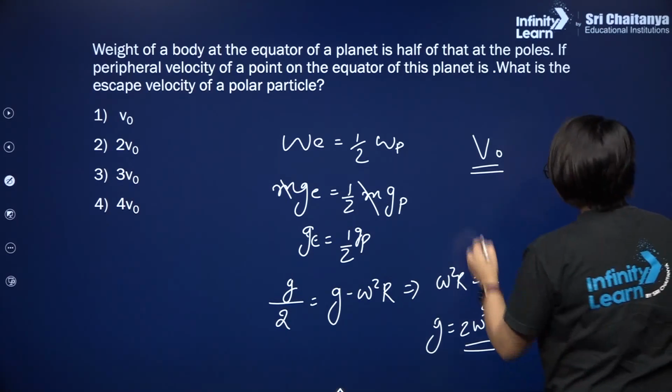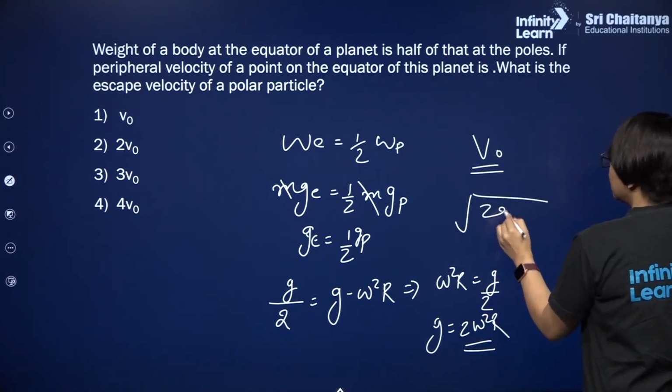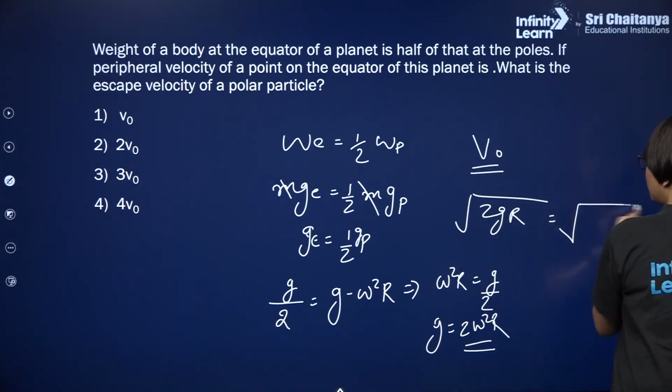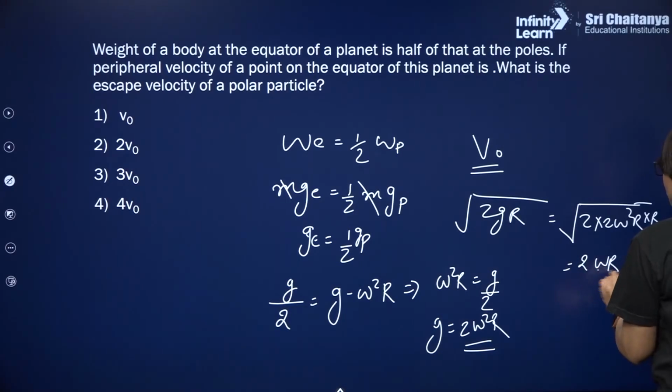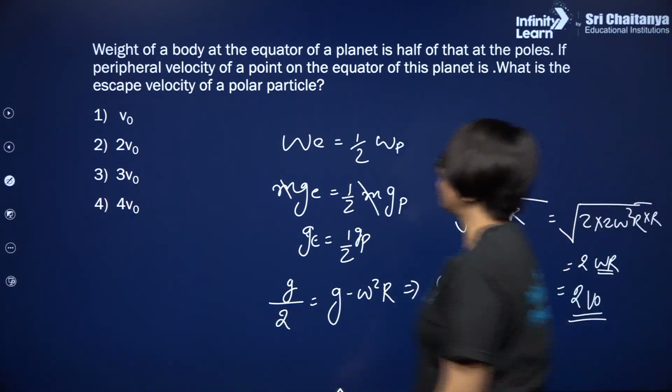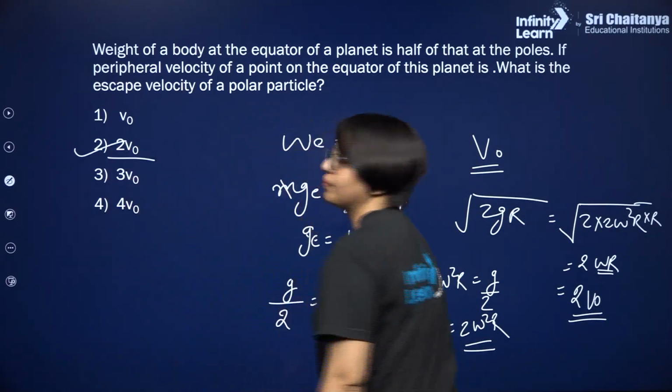Okay? So escape velocity is under root 2GR, right? So it will be under root 2, G is 2 omega square R, into R. So this will be 2 omega R. But omega R is what? Peripheral velocity v naught. So it will be 2 v naught over here, which is option 2.